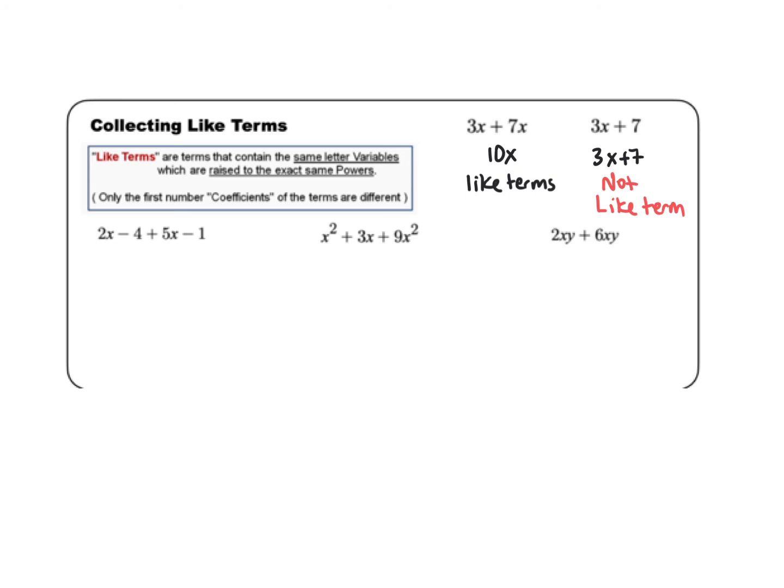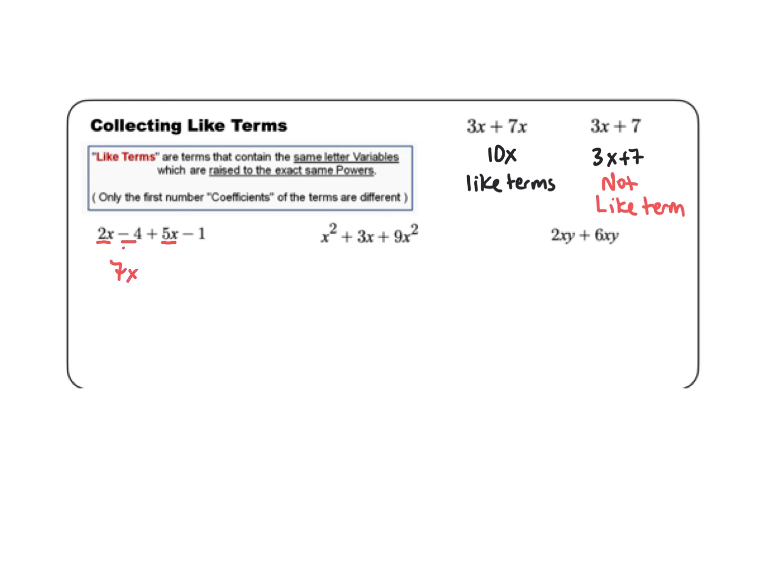Okay, and so let's go ahead and take a look at some of the examples here. With like terms, oftentimes we analyze an entire expression and say, okay, I have 2x's here, and I have 5x's here, and then I have a -4 and I have a -1. So let's just take inventory of what we have. I have 2x's and 5x's. So that's going to give me 7x's.